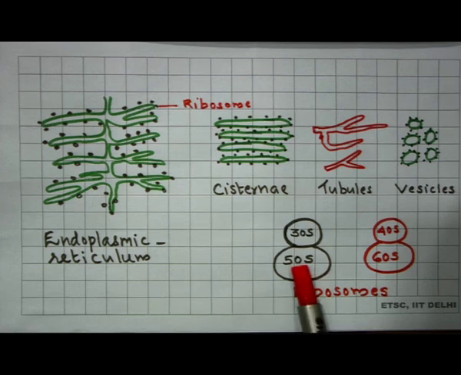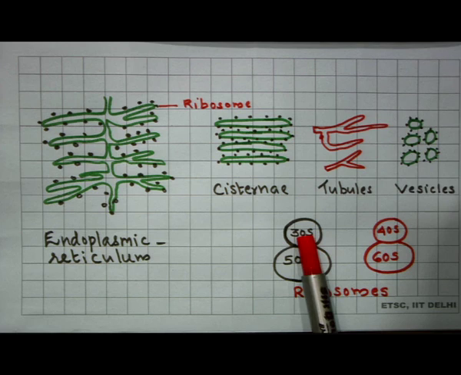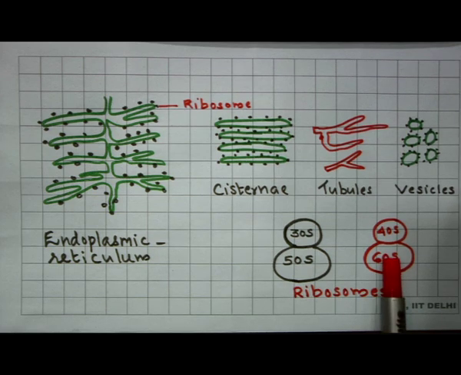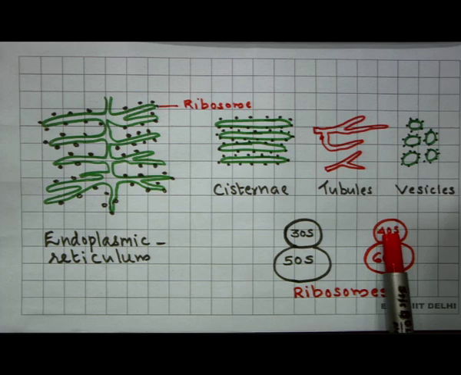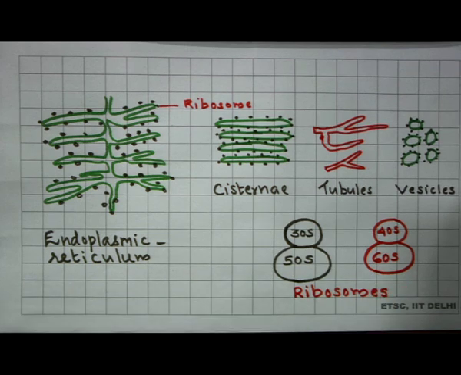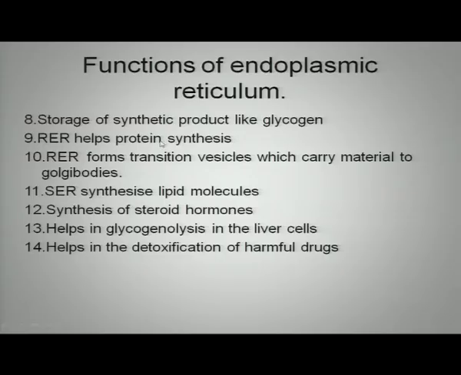Here it is the 50S subunit and 30S subunit of the 70S ribosome, the prokaryotic ribosome. Here it is the 60S and 40S ribosome subunit. This is the subunit of the 80S ribosome. Since the ribosomes are present on the surface of the rough endoplasmic reticulum, it helps in protein synthesis.